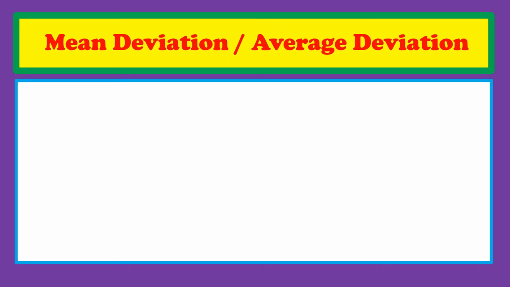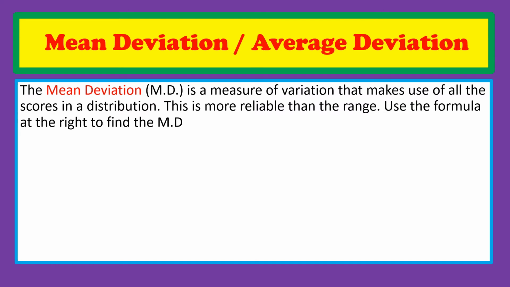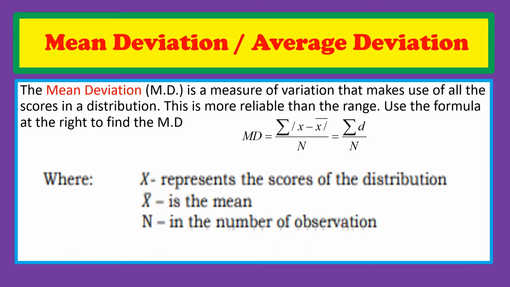Mean deviation or average deviation. The mean deviation, MD, is a measure of variation that makes use of all the scores in a distribution. This is more reliable than the range. Use the formula to find the mean deviation: mean deviation equals the summation of the absolute value of the score minus the mean, all over n, or equal to summation of d over n, where x represents the scores of the distribution, x bar is the mean, and n is the number of observations.